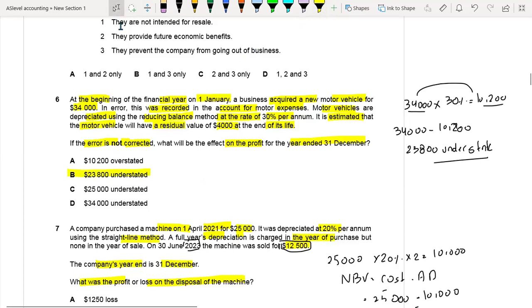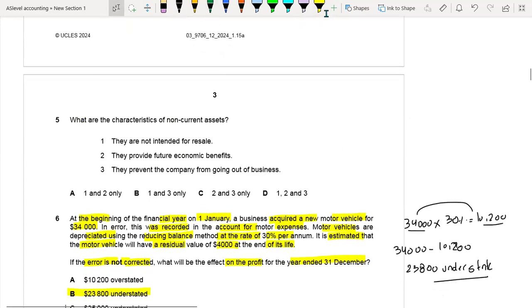Okay. So now let's see question number 5. What are the characteristics of non-current assets? They are not intended for resale. Yes, we basically use them for making revenue. We have no intention to resell them. They provide future economic benefits. So yes, this is also right. They prevent the company from going out of business. No, this is not right. So 1 and 2 only. So A option is the right option.